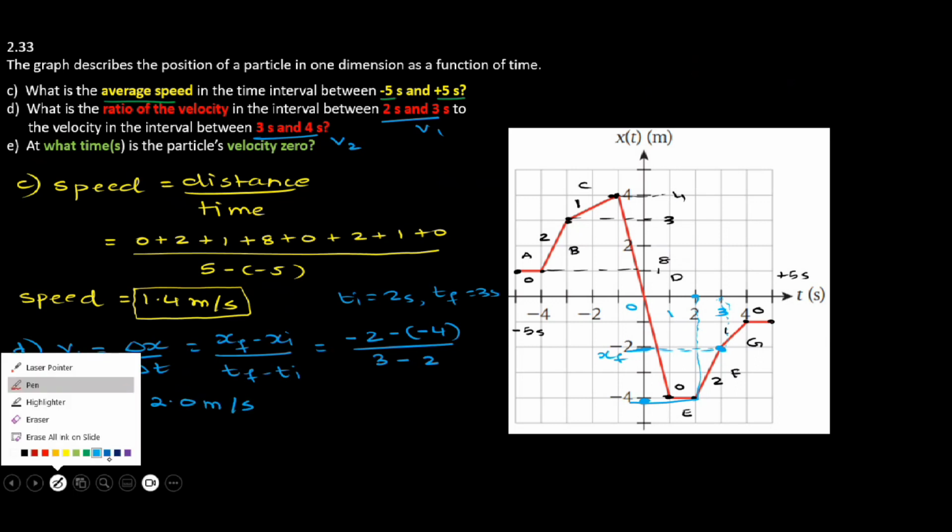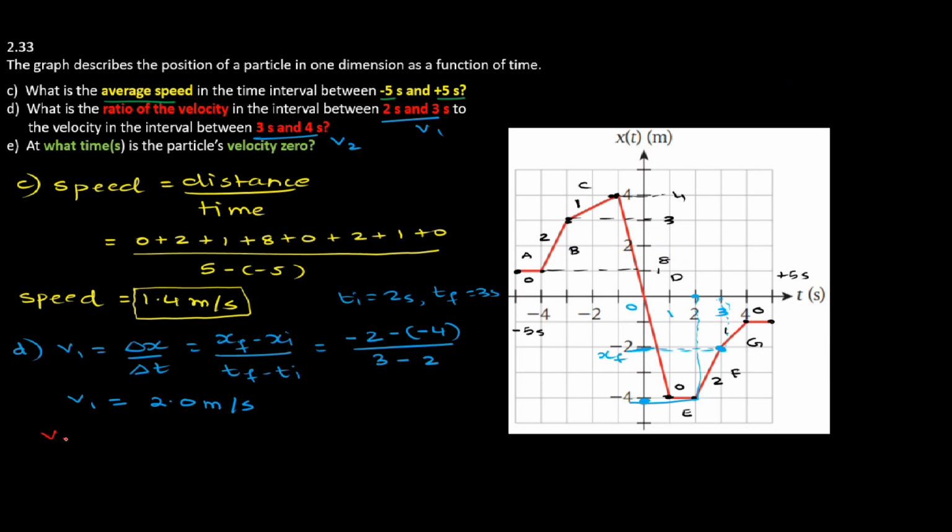Same thing we do for v2. We calculate v2 by the same method, delta x over delta t, which is final position minus initial position over t final minus t initial. Now for v2, this t initial is 3 and t final is 4. So final position you will get from final value of time, which is 4 seconds here. So go to 4 seconds and look at the value of position at 4 seconds. At 4 seconds, my value of position is negative 1.